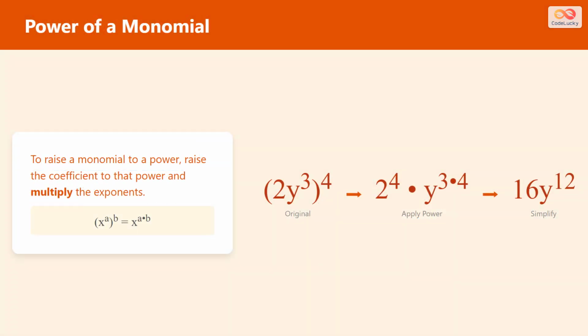If you need to raise a monomial to a power, you apply the power rule. Raise the coefficient to the outside power and multiply the exponents. For 2y cubed raised to the 4th power, we calculate 2 to the 4th, which is 16, and multiply 3 by 4 to get y to the 12th.